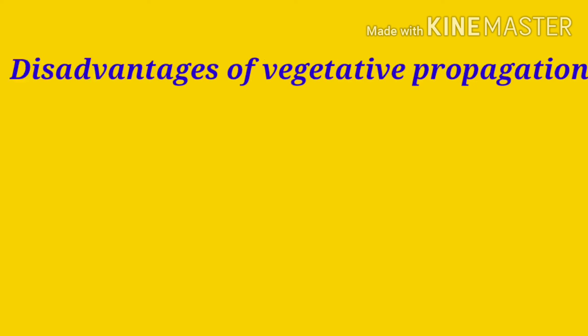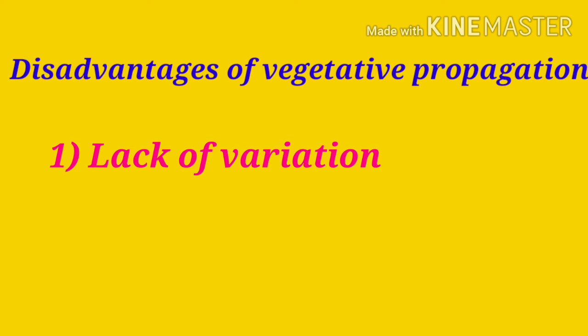Now let's see the disadvantages of vegetative propagation. The first disadvantage is that new variations are not formed in vegetative propagation because the parent plant and the offspring both are identical in the qualities and characteristics. So no variations can be seen in this type of reproduction.